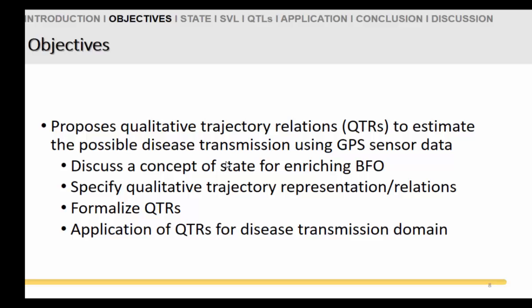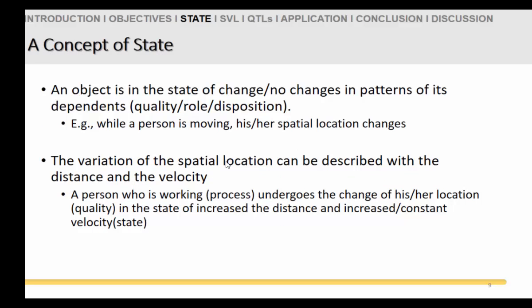So in detail, I would like to discuss the concept of state for enriching the current version of BFO, because the current version, BFO 2.0, doesn't have any corresponding entity for the state, referring to the situation where the people or objects lie in. So also I would like to specify qualitative trajectory relation representations and formalize them, and apply the QTRS to the disease transmission domain.